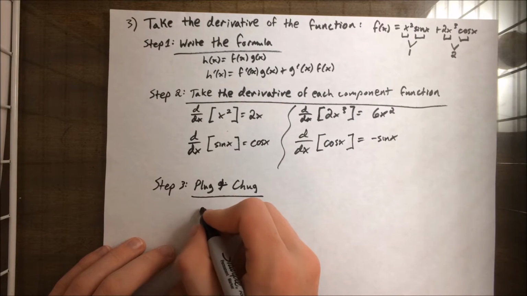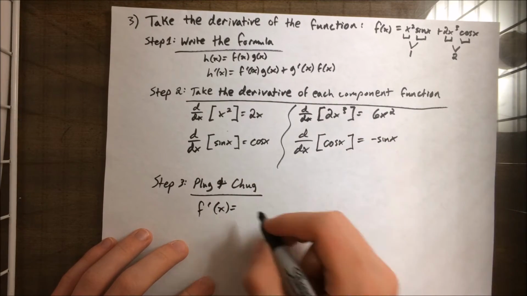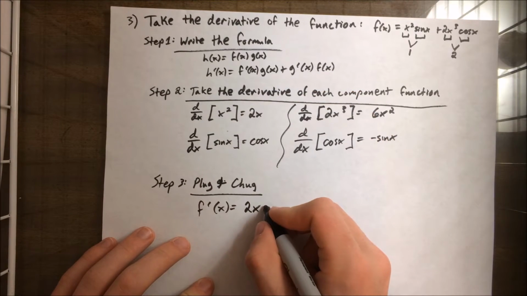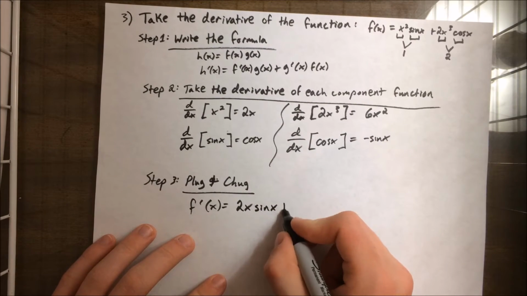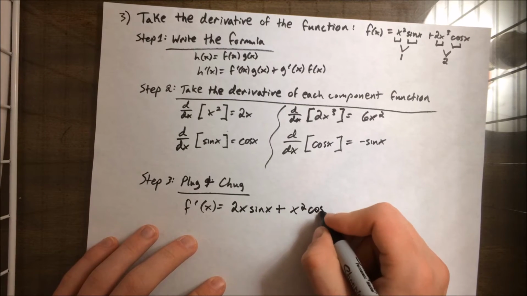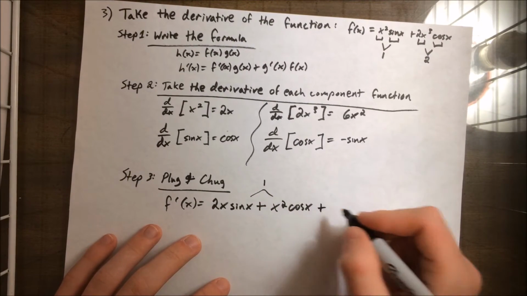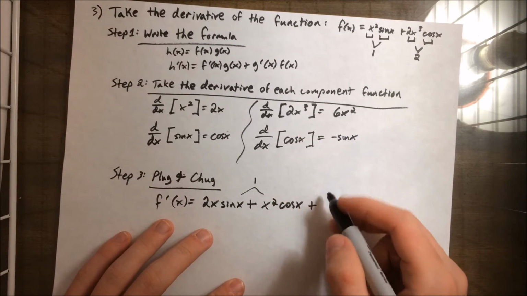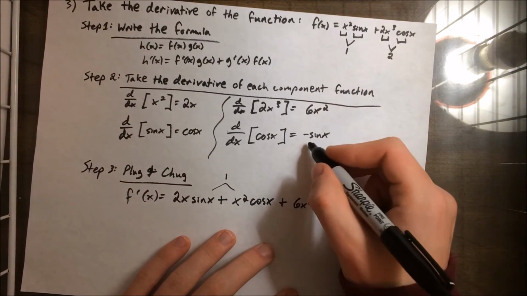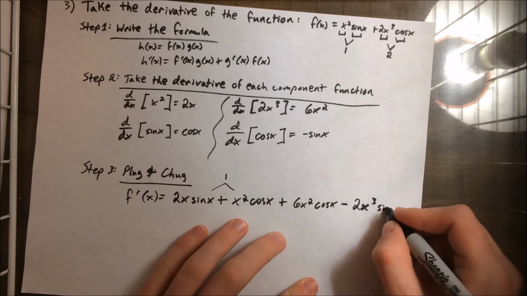So step 3 is to plug it in and then simplify. So plug and chug. So f prime of x is equal to first d second, so the derivative of the first is 2x, and then times the second is sine of x, 2x sine x, plus second d first, so x squared cosine of x, so that right there is 1, and then plus 6x squared cosine of x, and then minus, since it's minus sine, 2x cubed sine of x.